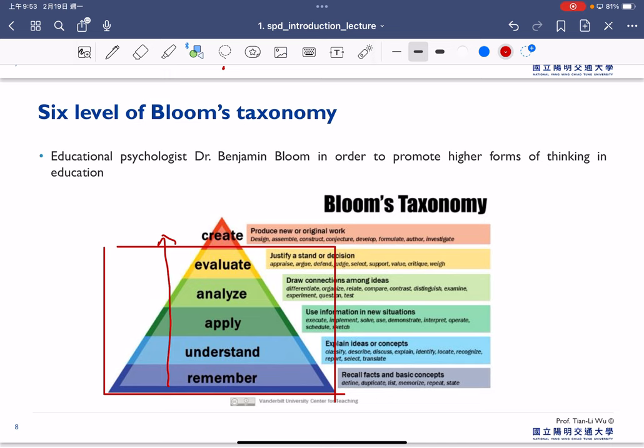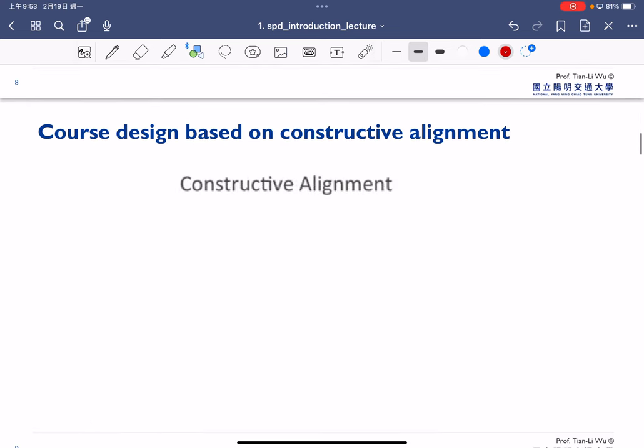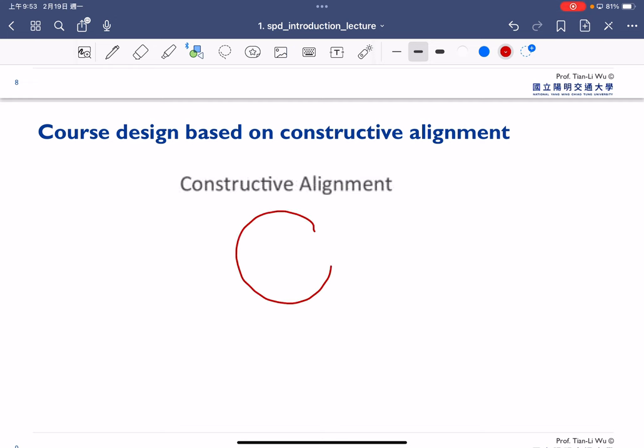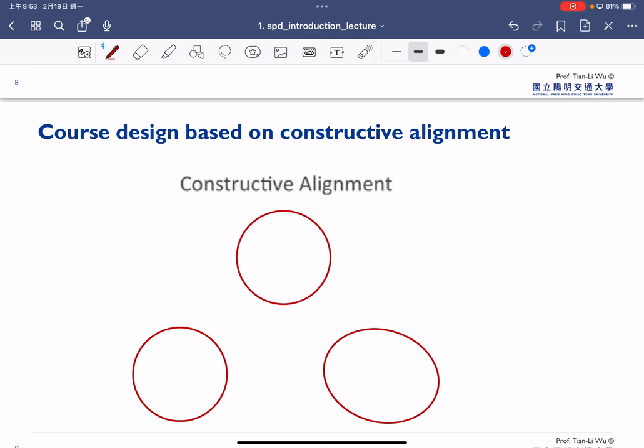So the course design in this class is based on constructive alignment. Inside the constructive alignment, there are three important pillars set up in this class. The first one is what we call the intended learning outcome. That's what we call the ILO.